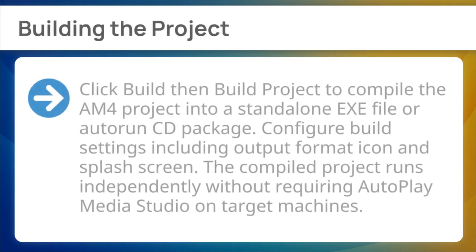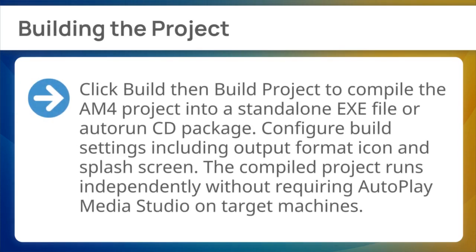Next, building the project. Click Build, then Build Project to compile the AM4 project into a standalone exe file or autorun CD package. Configure build settings including output format, icon, and splash screen. The compiled project runs independently without requiring AutoPlay Media Studio on target machines.